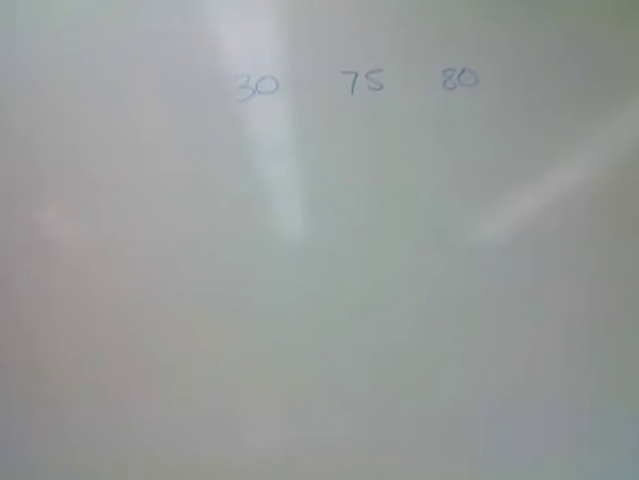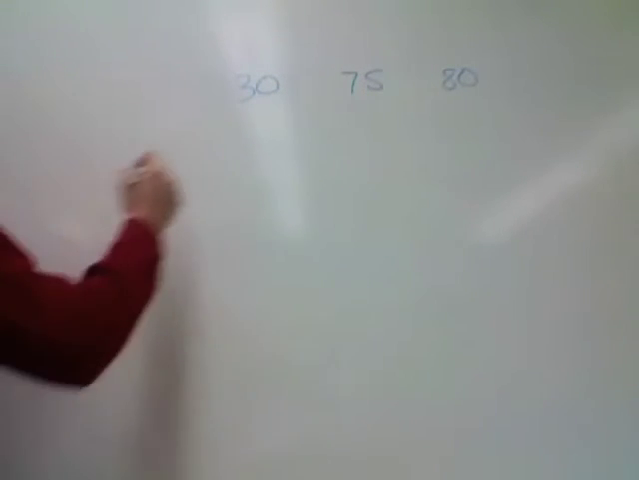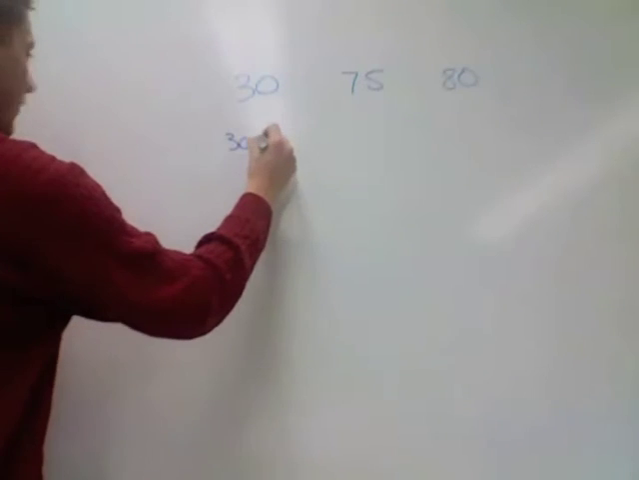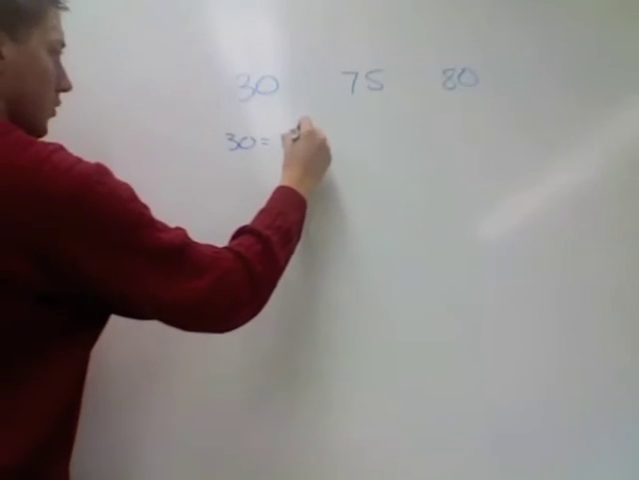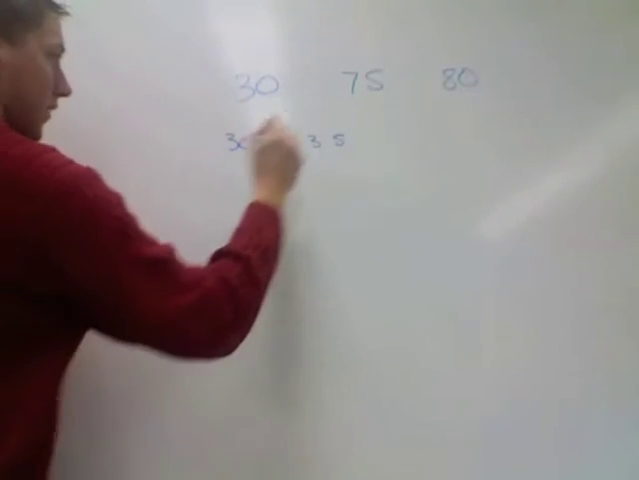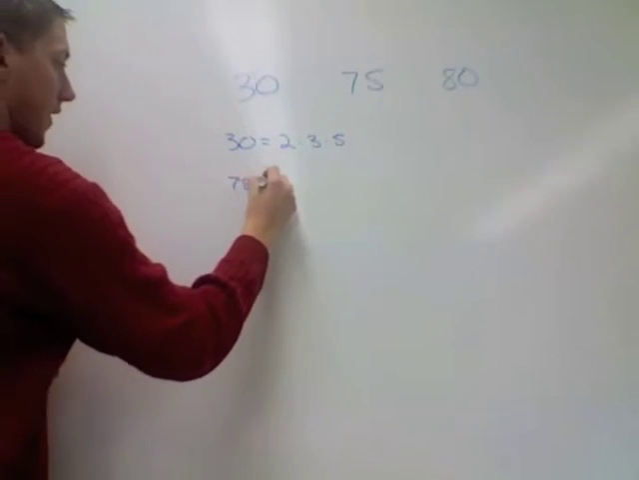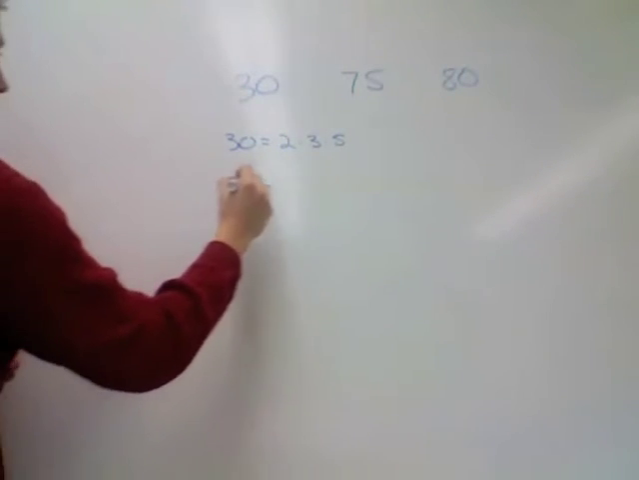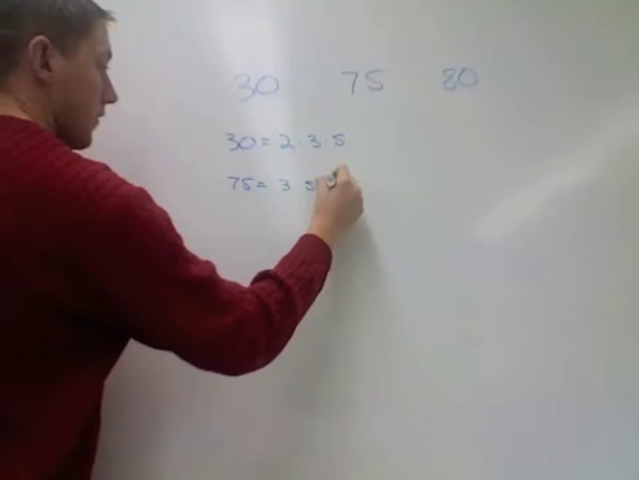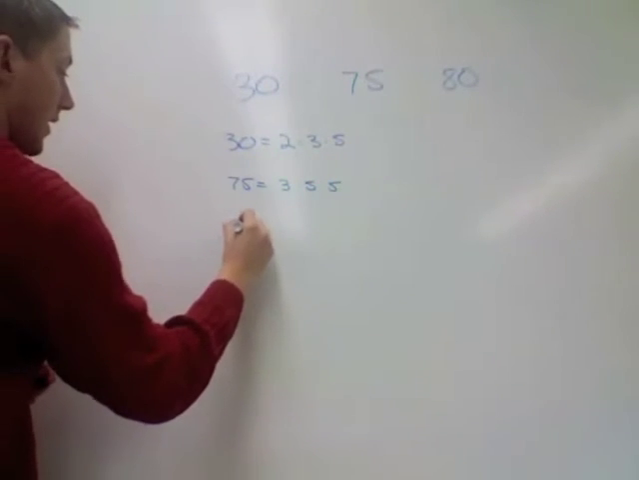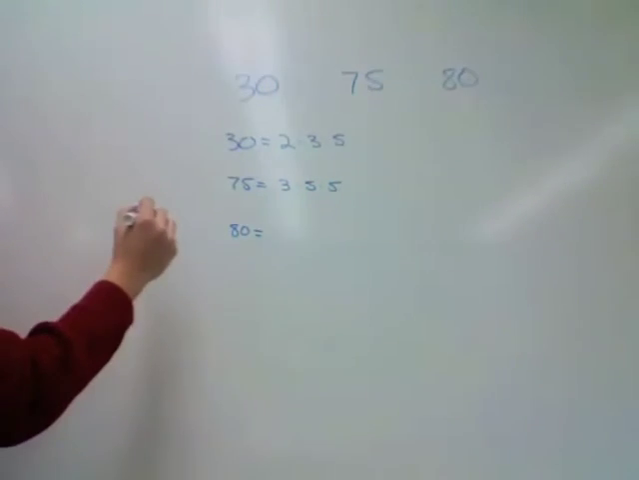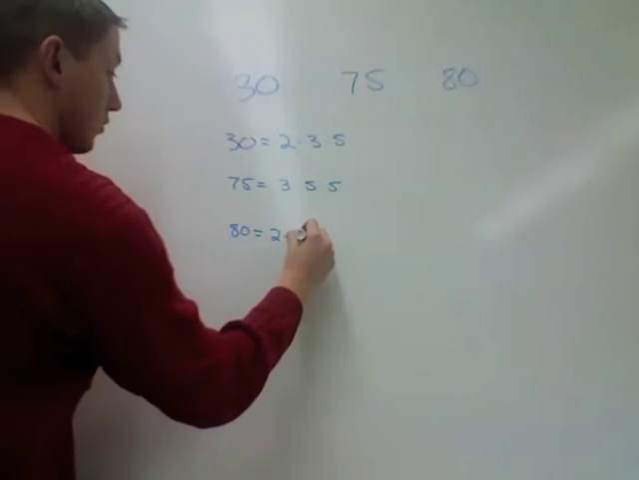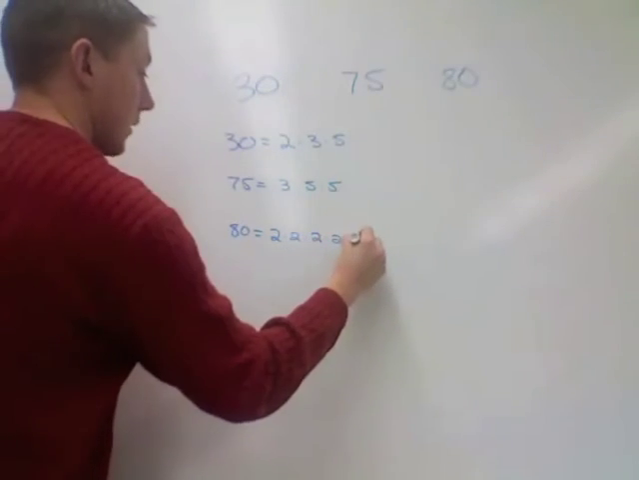Okay, so one more example here. We'll take 30, 75, and 80, and we're trying to find the prime factorization and then break it down and find our least common multiple. So the prime factorization of 30 is 2 times 3 times 5. 75, prime factorization is 3 times 5 times 5. And then 80 is 2 times 2 times 2 times 2 times 5.